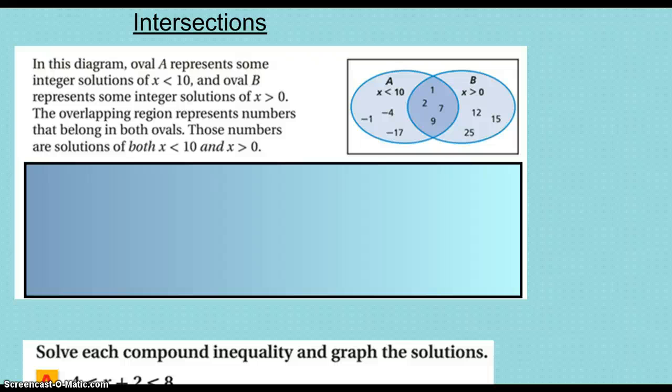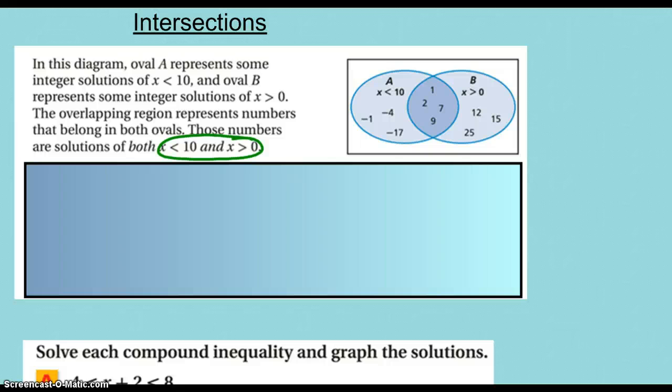to talk about two types of compound inequalities, and one of them is called an intersection. You can see on the top here that we have a Venn diagram. You've seen these before, where there's a region that overlaps. So let's look at what the two statements are here. We have two statements, and if we consider them together, they share some solutions. So x is less than 10, and x is greater than 0.